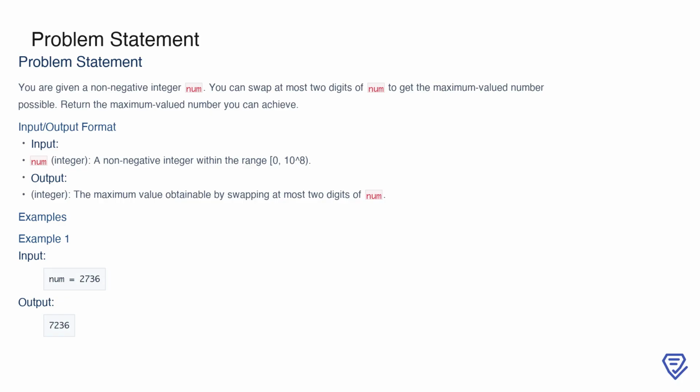To make things clearer, let's look at an example. If number is 2736, we can swap the first digit, which is 2, with the third digit, which is 7. This would result in 7236, which is the maximum possible value for this input. So, the output for this case would be 7236.